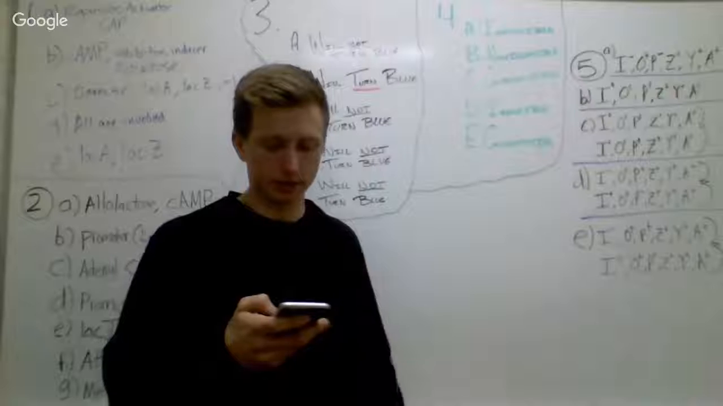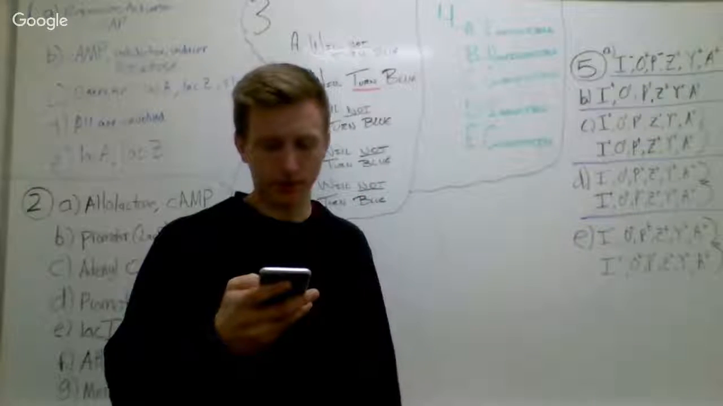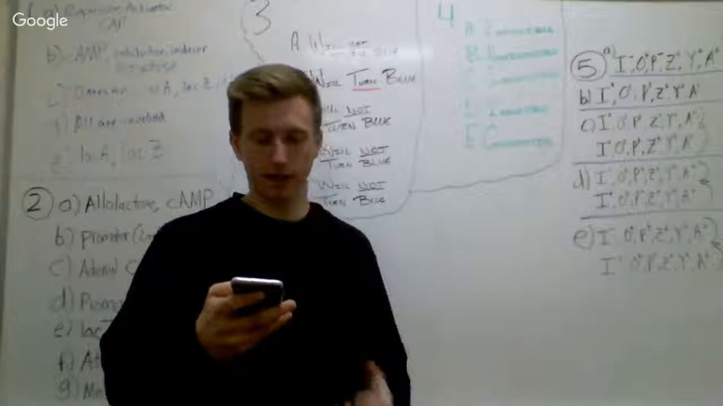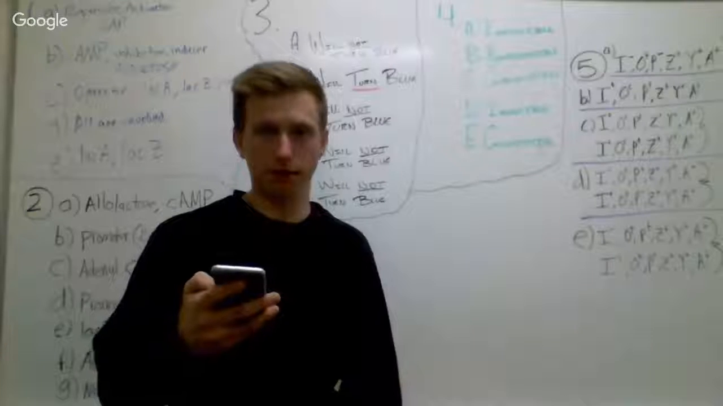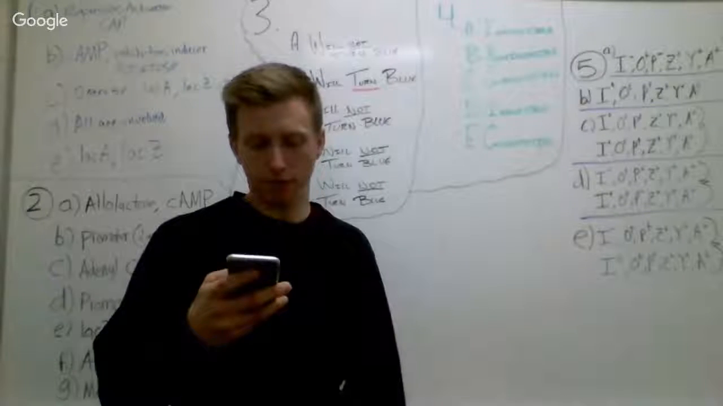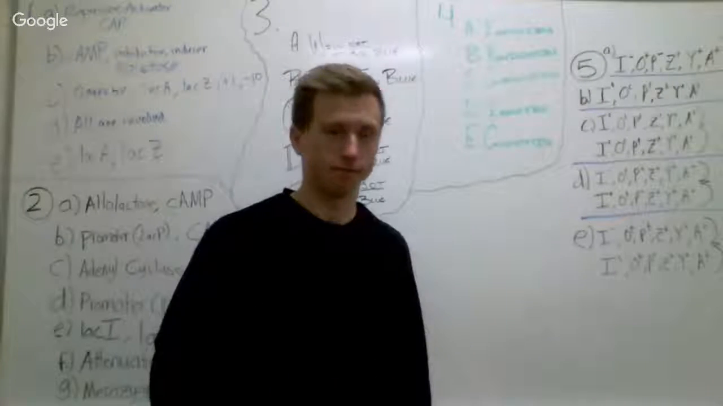For E, we got that the cell will be constitutive. And the reason for that is the cell has a correct repressor on the F plasmid. However, the F prime plasmid also has a defective operator. So the F prime plasmid will constantly be transcribing the lac operon.